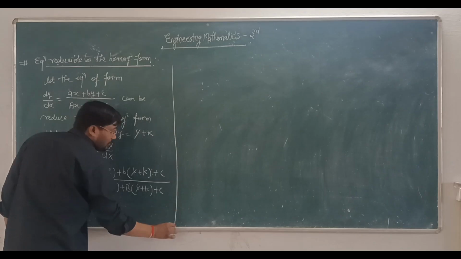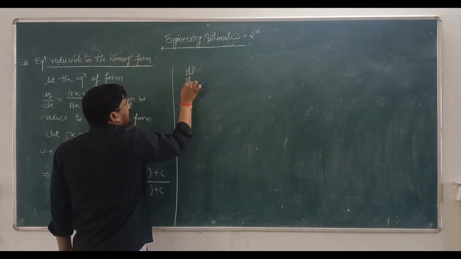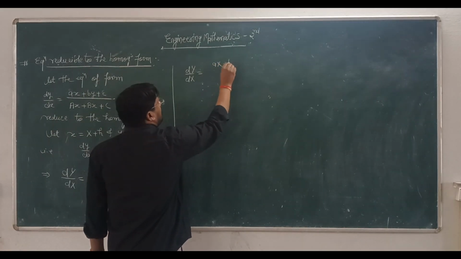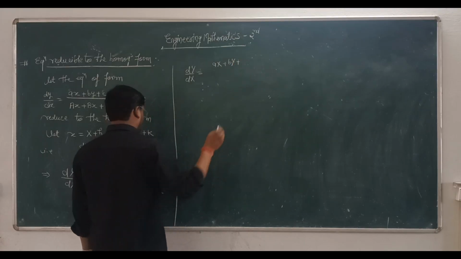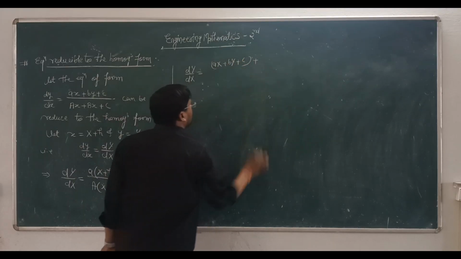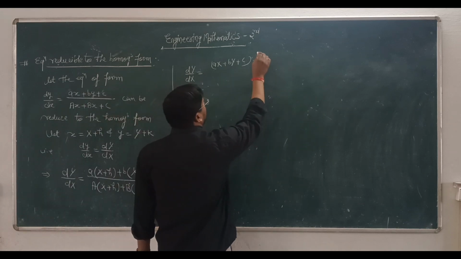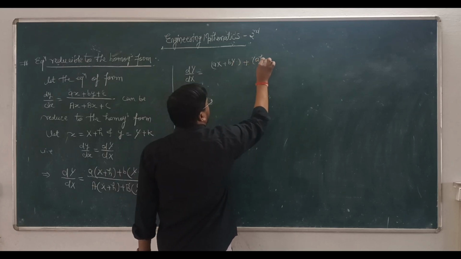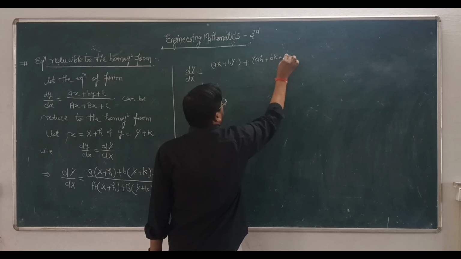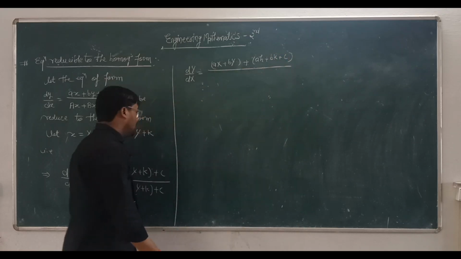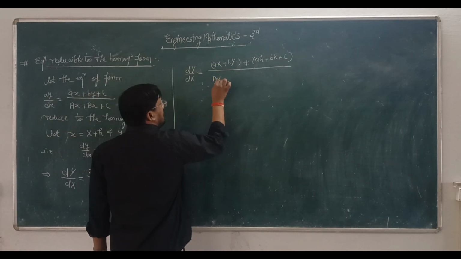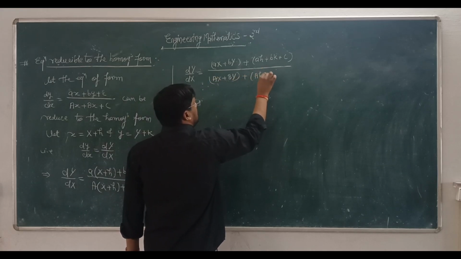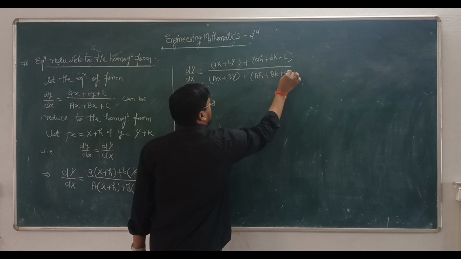Now you can write d capital Y upon d capital X is equal to a capital X plus b capital Y plus c, plus you can write this plus a h plus b k plus c total upon you can write a capital X plus b capital Y plus a h plus b k plus c.